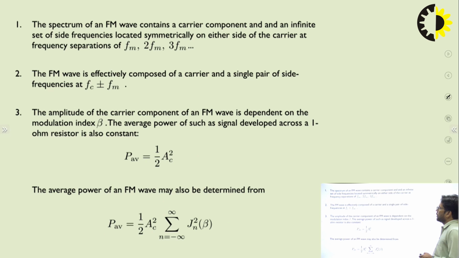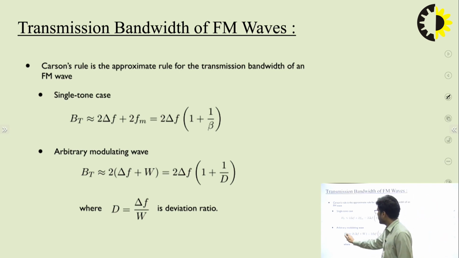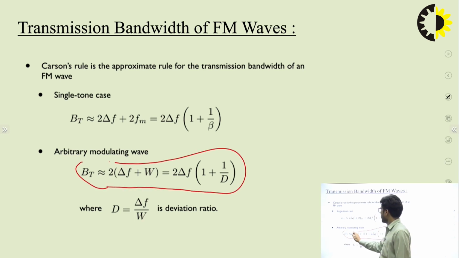Now I would like to tell you how to calculate the practical bandwidth of the frequency modulated signal. In the ideal case, the bandwidth is infinity, but a scientist named Carson derived a formula to calculate the practical value of the bandwidth of the frequency modulated signal. This is known as Carson's rule. From Carson's rule, the bandwidth is 2 times of delta f plus W, right?